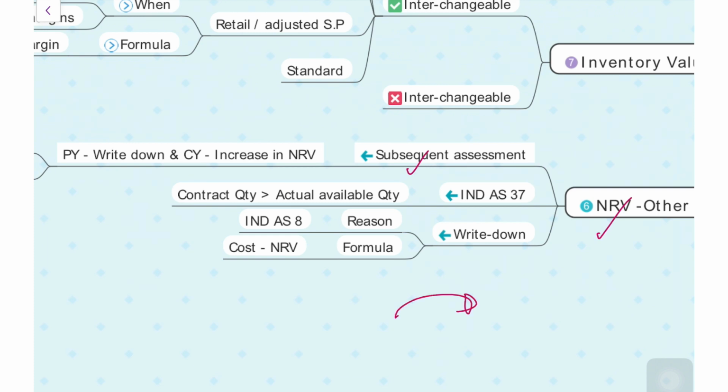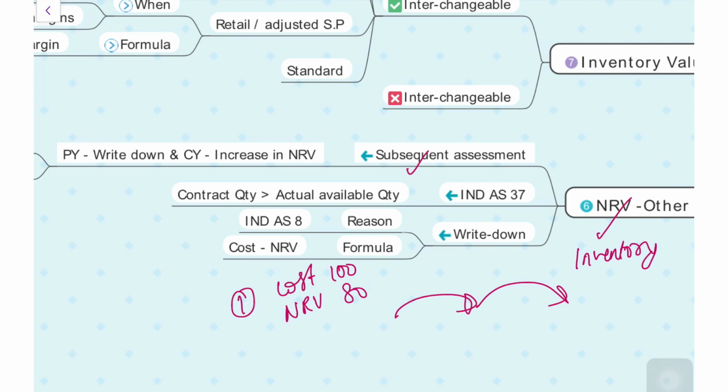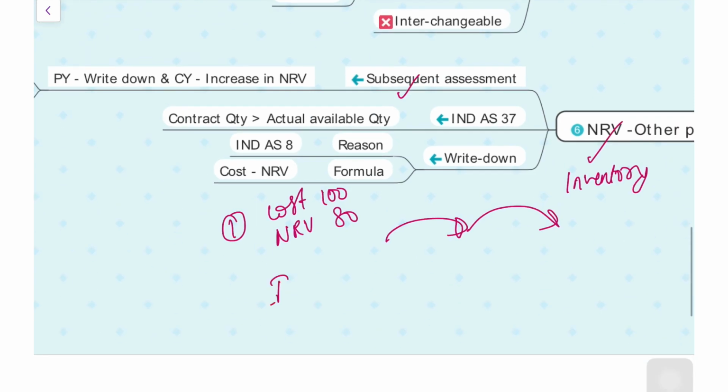Here what happens, every year end you are going to assess at what value your inventory is going to be valued. Suppose in the first year, the cost of the inventory was 100 rupees and your net realizable value was 80 rupees. So what would you do? Cost or NRV, whichever is lower. So you accounted your inventory at 80 rupees itself.